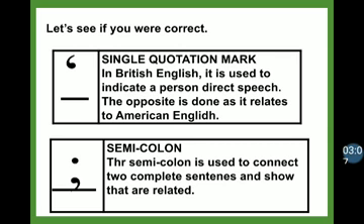The second punctuation mark is your semicolon. Now the semicolon is used to connect 2 complete sentences and show that they are related. So there are times where a full stop is not used. Instead, a writer will use a semicolon to show a relationship between 2 complete sentences.